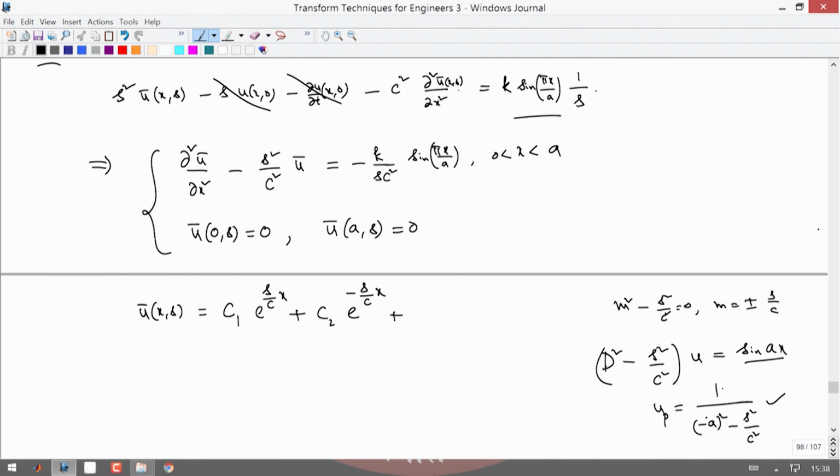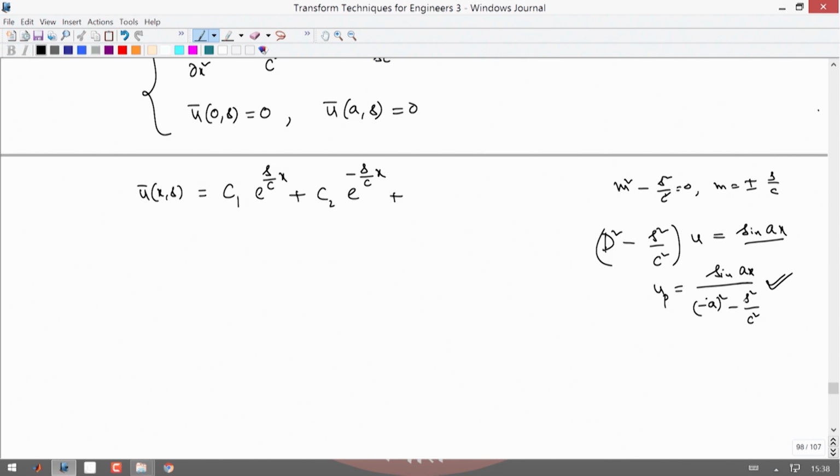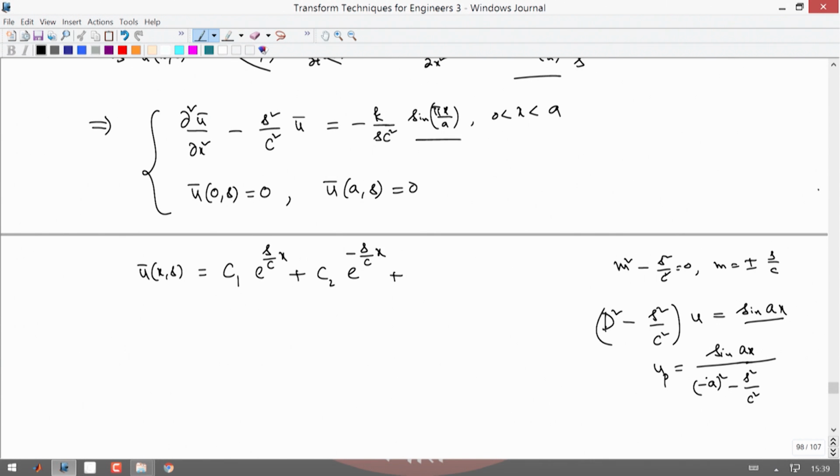This is your particular solution, of course with sin ax. So, this is a usual way to get operator form. This is the shortcut way to find the particular solution, if you are familiar with differential equations. Otherwise, you look for a particular solution of the form y_p of x, something like a times sin(πx/a) plus b times cos(πx/a). If you substitute into the equation, you can get your a and b.